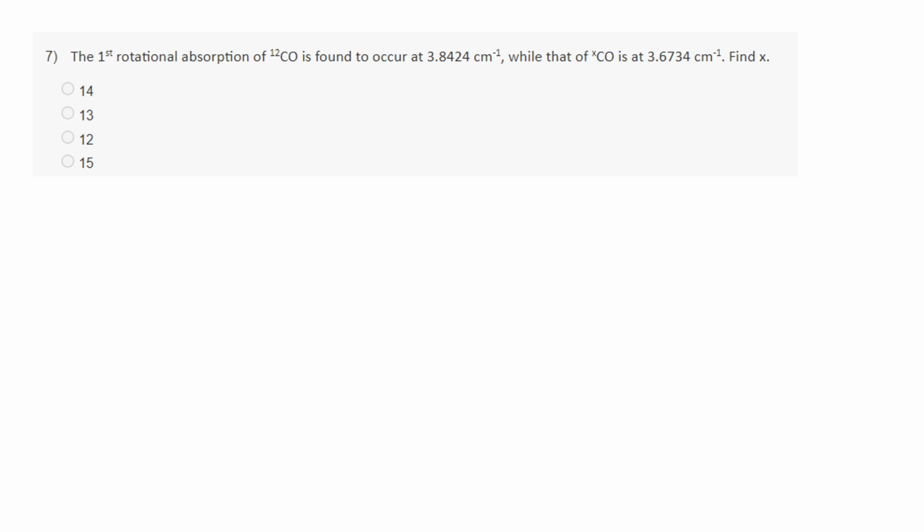The first rotational absorption. So is it really important? It has to be the first rotational absorption. So all the rotational spectra all have a gap of 2B, right? So does it always have to be the first rotational spectra or first rotational absorption? It could be anything, right? What do you think?